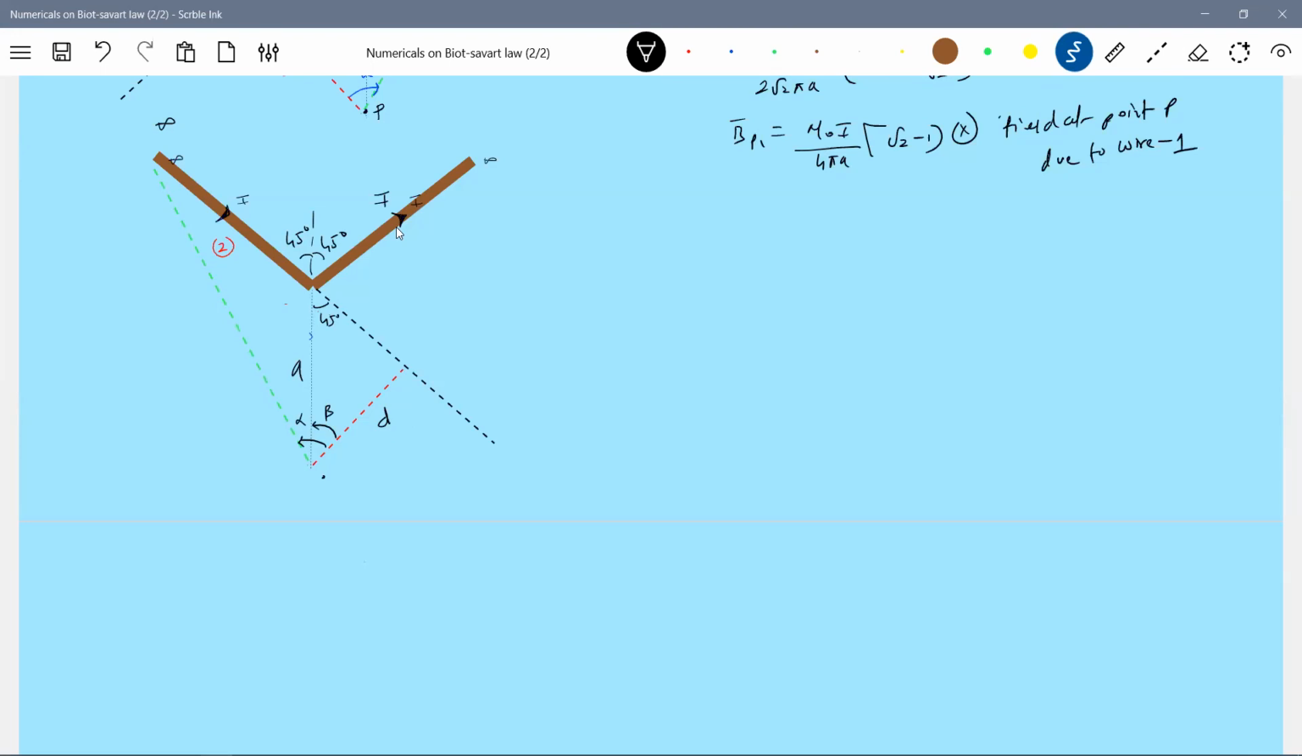So you're measuring alpha. No problem, alpha is positive. What about beta? Beta is measured in the direction of alpha. So therefore, what can we put for beta? Beta will be negative. Then again, what is the value of D? Sine 45 is equal to D by A, so D is equal to A by root 2. Beta equals minus 45, alpha equals plus 90 degrees.